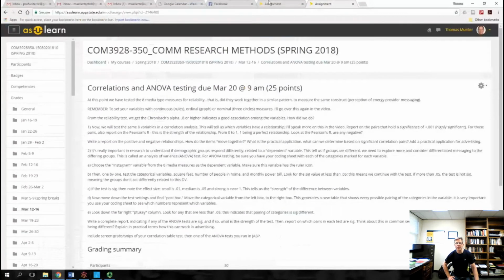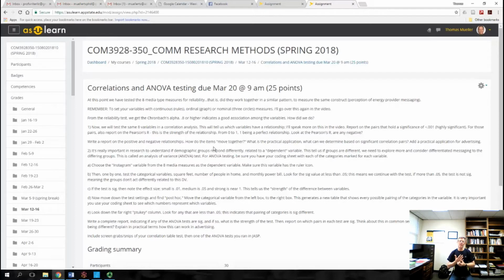So we did that. Now let's look at this. Now correlations in ANOVA testing. Okay, this is where, remember those 8 items we just tested for reliability. Now we're going to say which of those 8 items pair together. That tells us a lot. Of those 8 items, which ones correlate together.